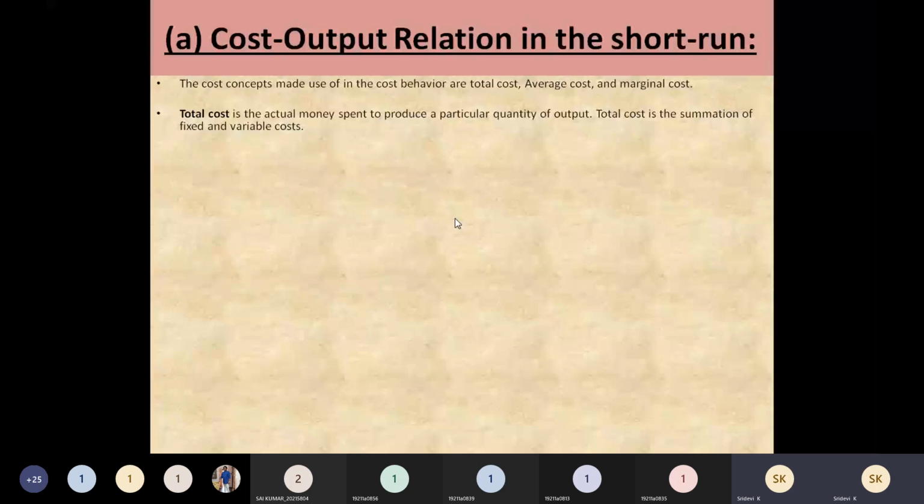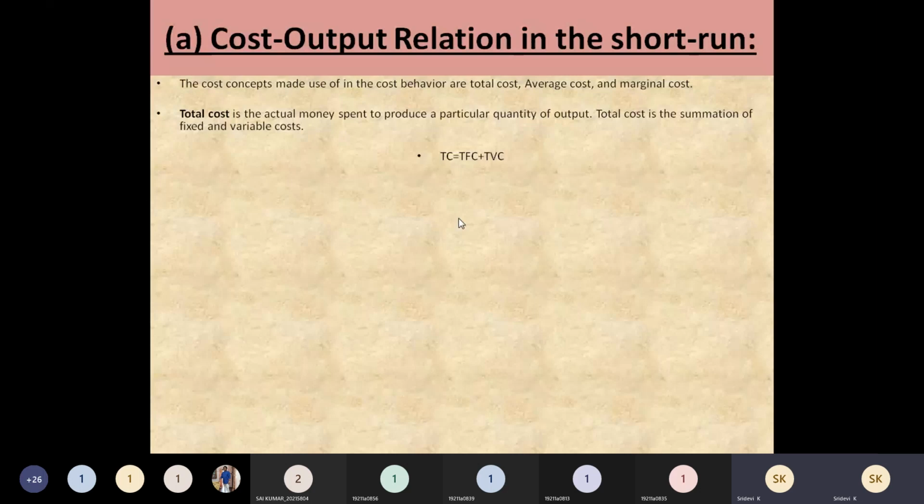That is TC is equal to FC plus VC, we have seen. So FC stands for what? Fixed cost. And VC stands for variable cost, right? If you add both these, you will get the total cost in case of short run. And this can be shown in the equation TC is equal to TFC plus TVC.